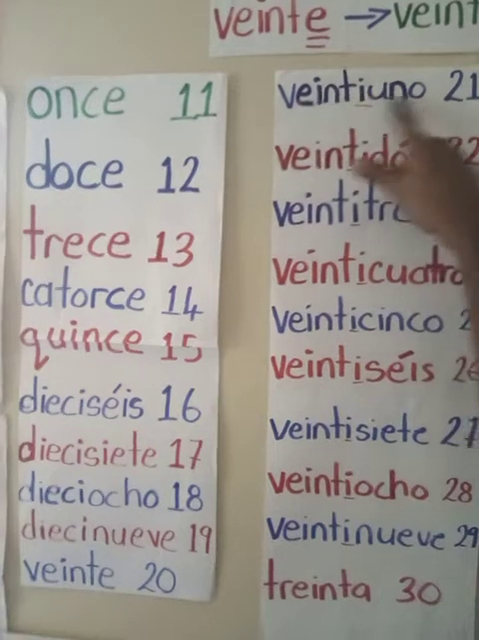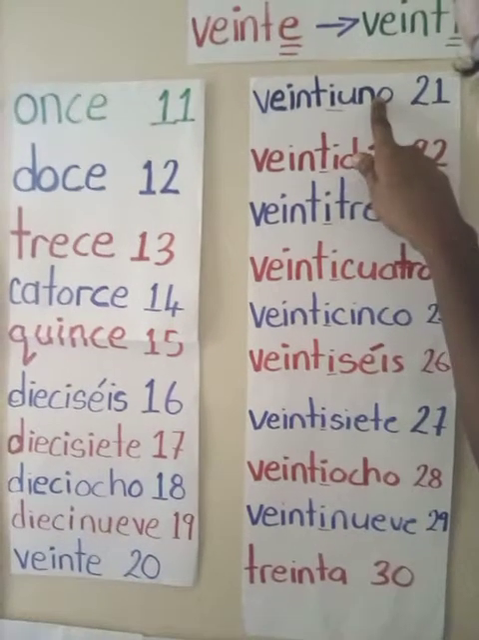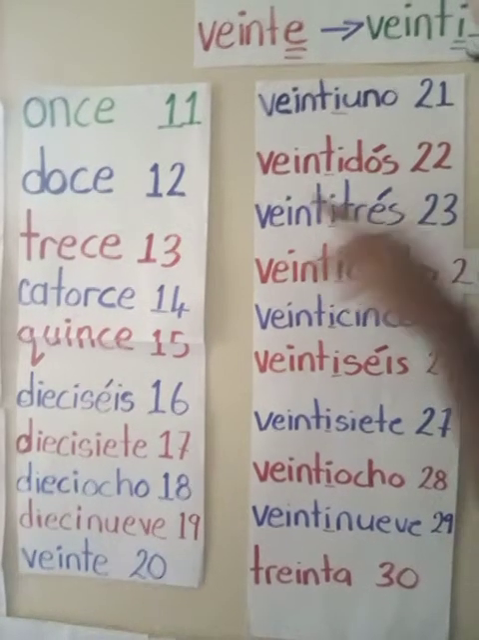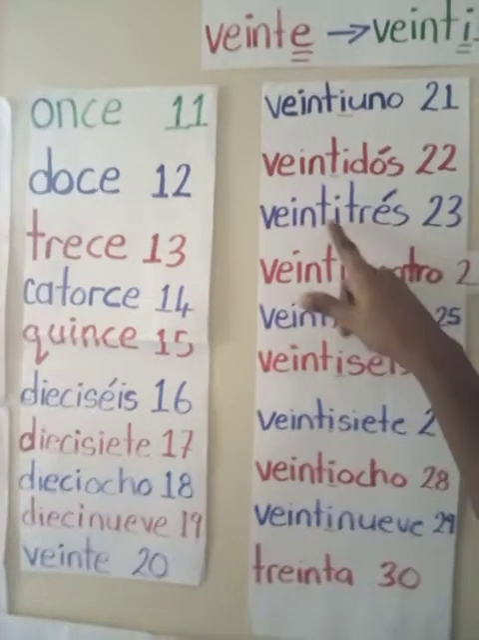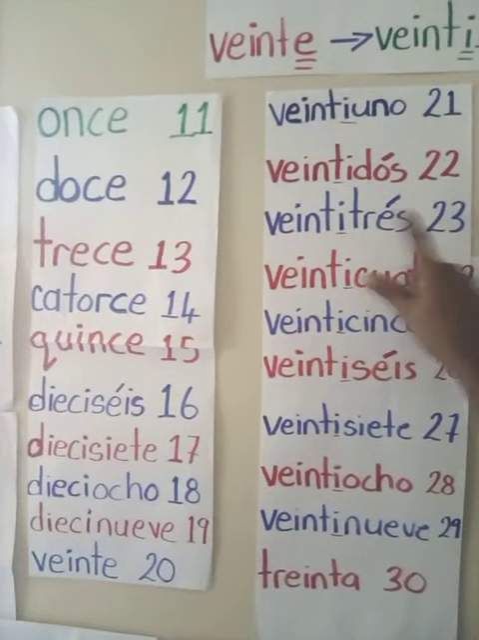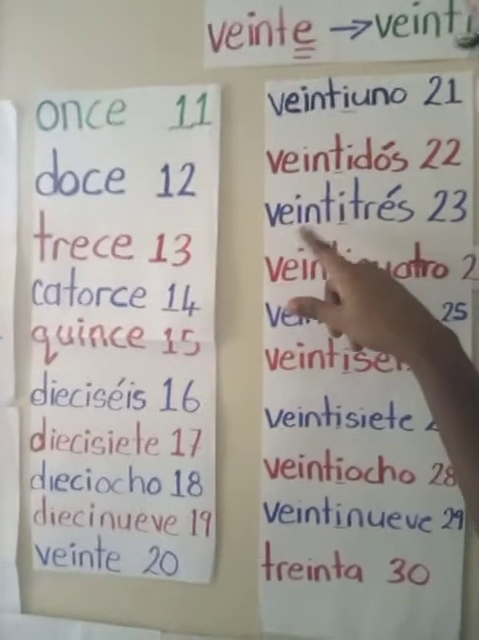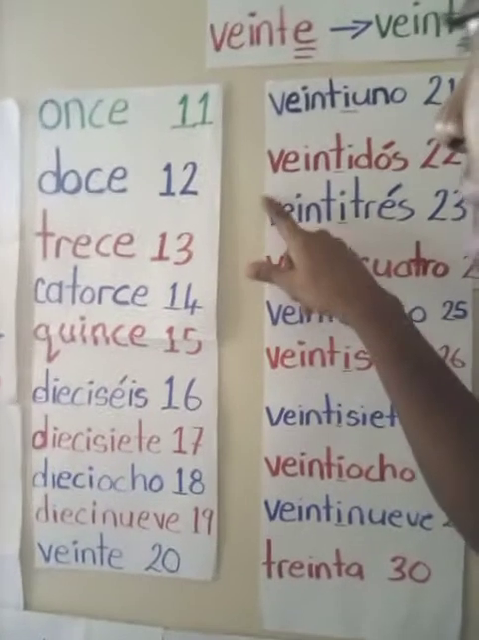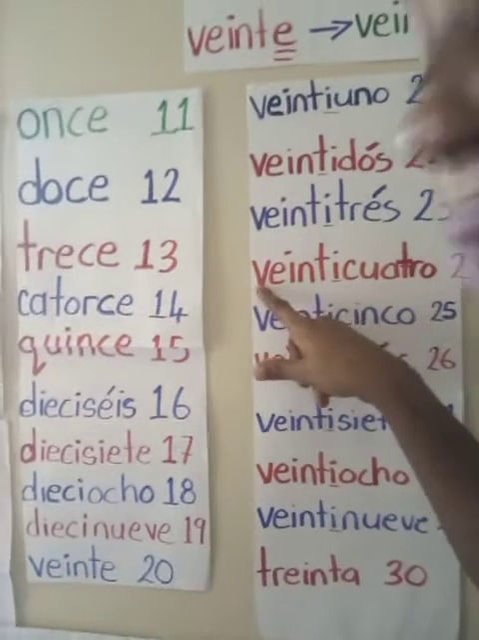We have 21 is veintiuno. 22 is veintidós. 23 is veintitrés. And remember, the letter V sounds like a B in Spanish. That's why I'm saying veinte. It's not a B right here, but it's just that the V in Spanish sounds like a B. Now, 24 is going to be veinticuatro.